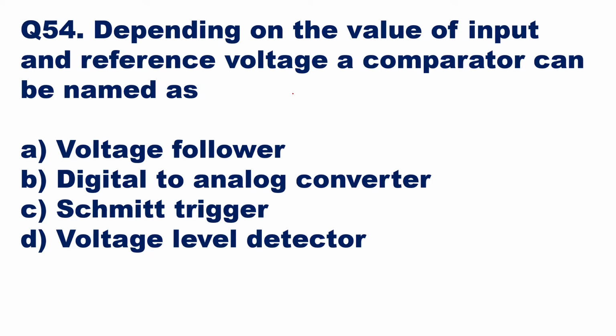Then we'll go to question number 54. Depending on the value of input and reference voltage, a comparator can be named as what? A comparator is a circuit which is going to compare two inputs. One will be the input and the other will be the reference voltage. Whenever the input crosses the reference voltage, the output is going to change its state. That means it is going to check the voltage level. Therefore, a comparator can also be named as a voltage level detector. So option D will be the right answer, voltage level detector.